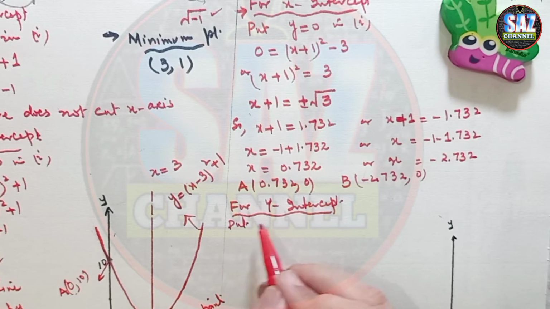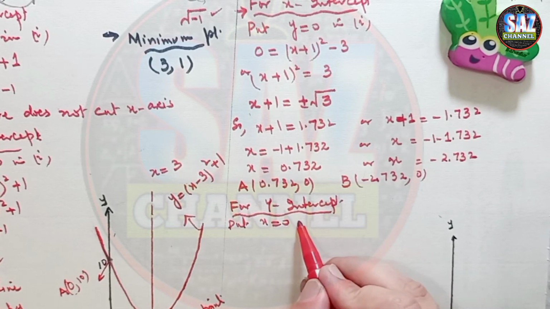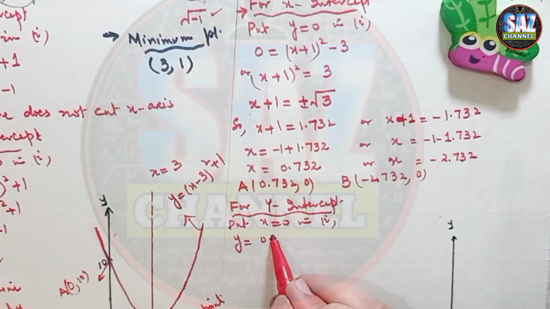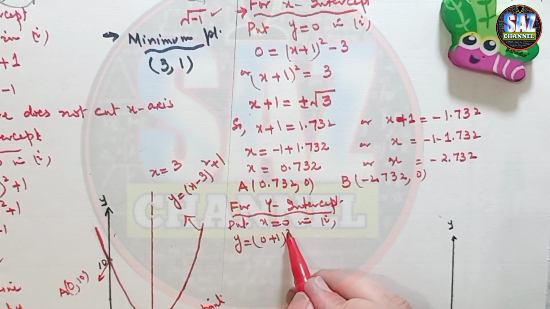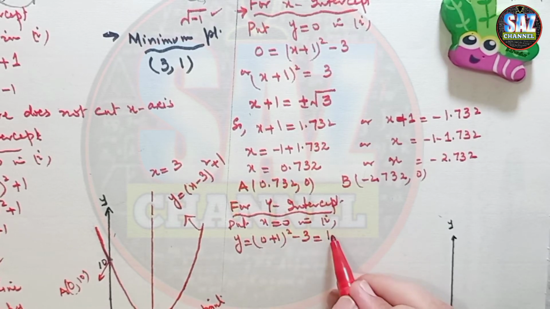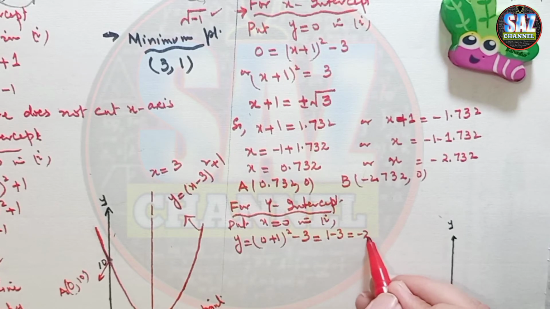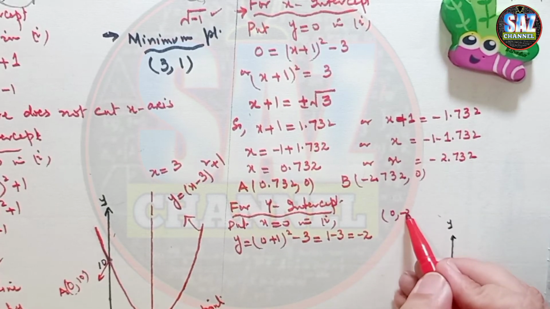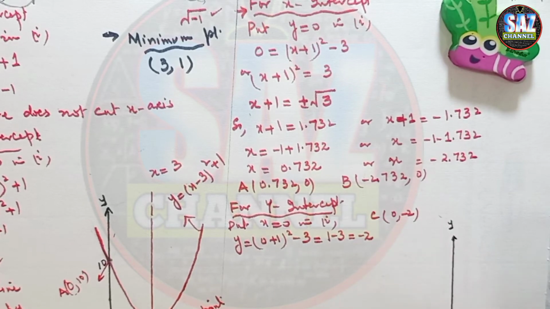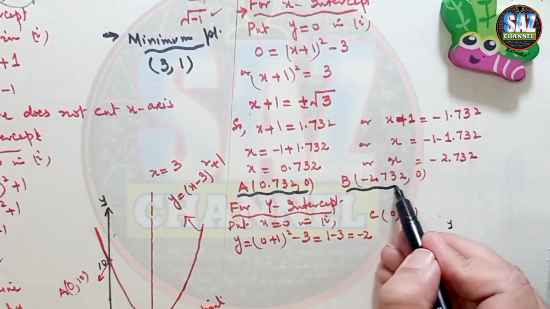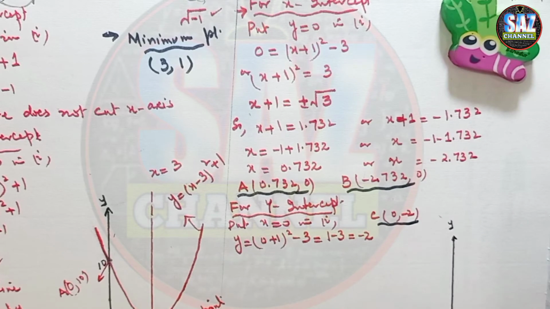Put x equals to 0 in equation 1, y equals to 0 plus 1 whole square minus 3, and it will give me 1 minus 3, which is equal to minus 2. So my y-intercept is 0 with minus 2. Let it be C, 0 with minus 2, and let me block these points or underline them so that my students can see them more easily and visibly.